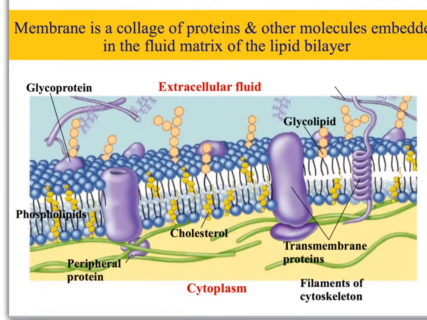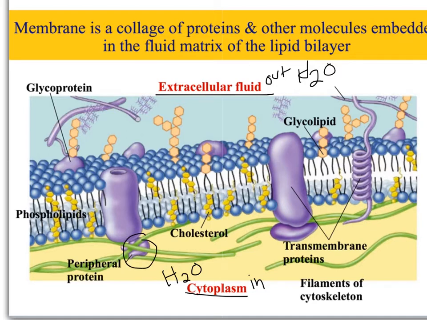This is illustrated probably better than what I was able to draw for you. Here we have the extracellular fluid, so that's outside of the cell. Here we have the cytoplasm, and that's inside of the cell. Whether it's outside or inside of the cell, it's water. We can see our peripheral proteins, which are proteins that are only located on one side of the cell. They don't go all the way through. And we have transmembrane proteins, which go across the membrane. Those are the ones that go all the way through.